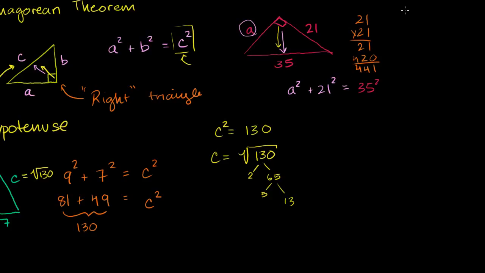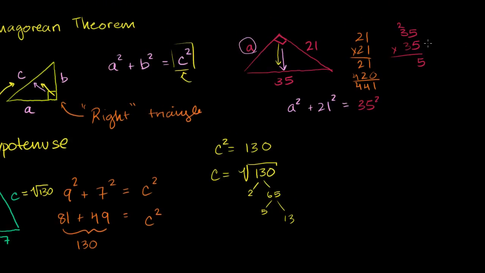Once again, I'm tempted to use a calculator, but I won't. 35 times 35. 5 times 5 is 25. Carry the 2. 5 times 3 is 15, plus 2 is 17. Put a 0 here. 3 times 5 is 15. 3 times 3 is 9, plus 1 is 10. So it is 11.